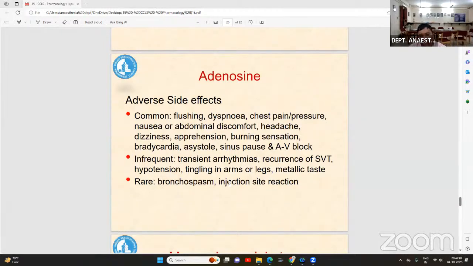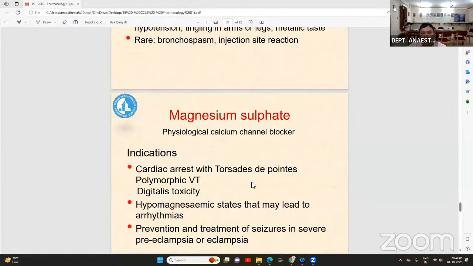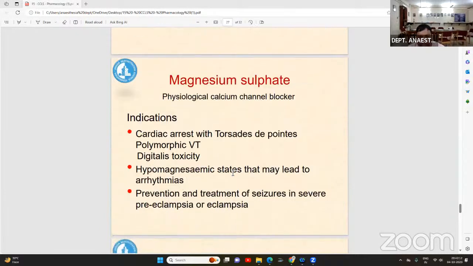Rare is bronchospasm, injection site reactions. This is about the adenosine. Adenosine is a drug given as a bolus only. Generally, we won't keep it as an infusion. Now coming to the magnesium sulfate. This is a physiological calcium channel blocker.